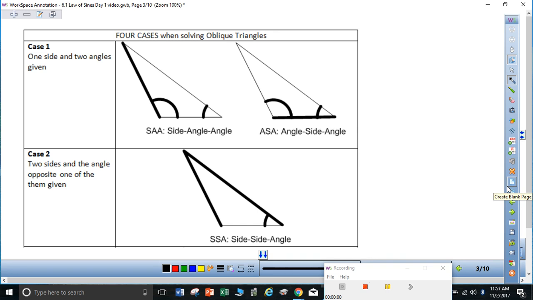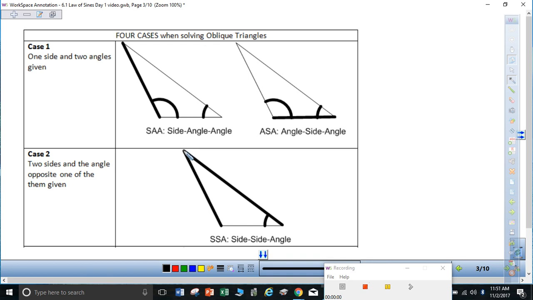The first case is where one side and two angles are given. We call this a side angle angle. And you'll see in the picture here, it doesn't matter if the side is in between the two angles, that's an angle side angle, or if it's the side and then the next two angles are given next to it, so side angle angle.